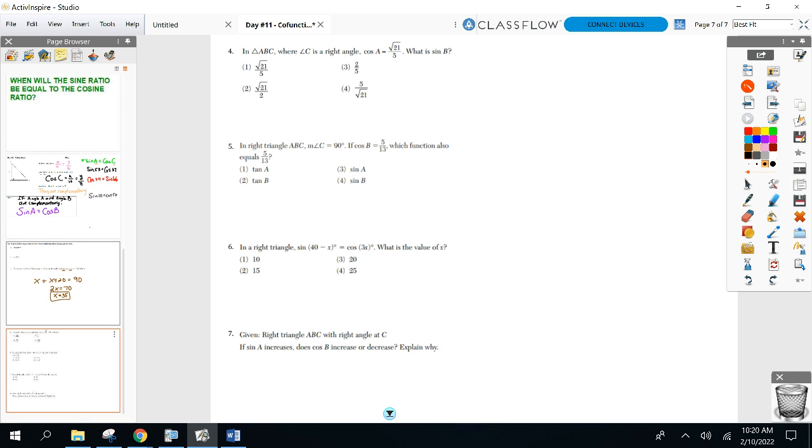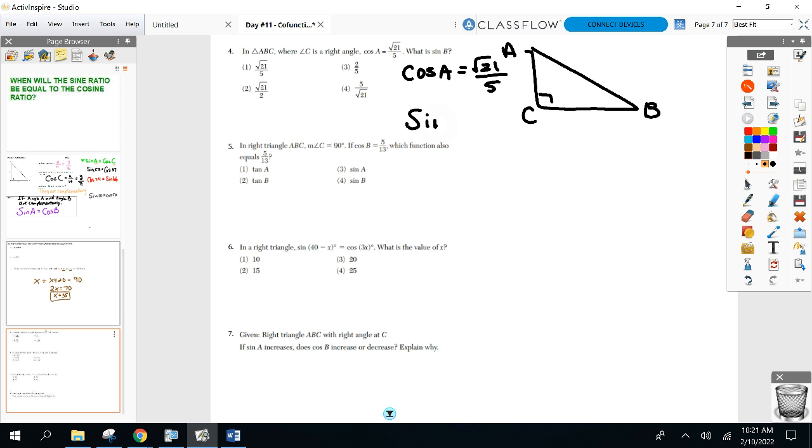I'll do this one with you, then you can do the other three in your group. I got triangle ABC. Angle C is the right angle. Here's why I'm giving you this information, everybody. If angle C is the right angle, what do you know about angle A and B? Angle A and B are complementary. They have to add to 90 if angle C is the right angle. So think about this. Don't get nuts on me. If the cosine of A is equal to radical 21 over 5, what's got to be the sine of B's value then?